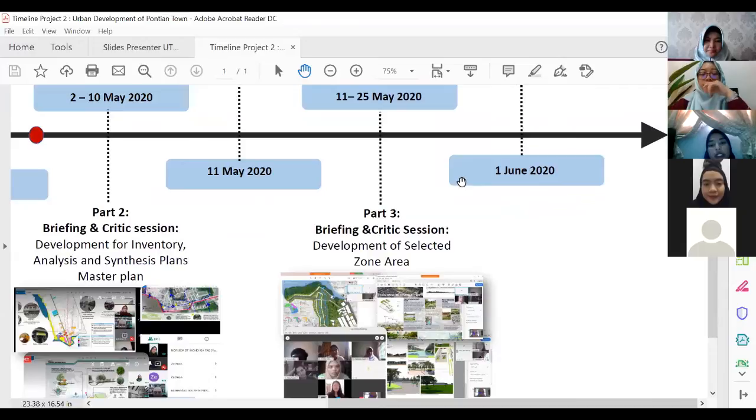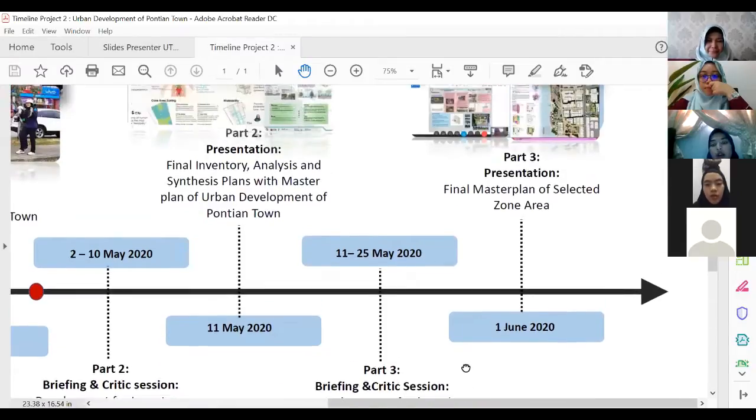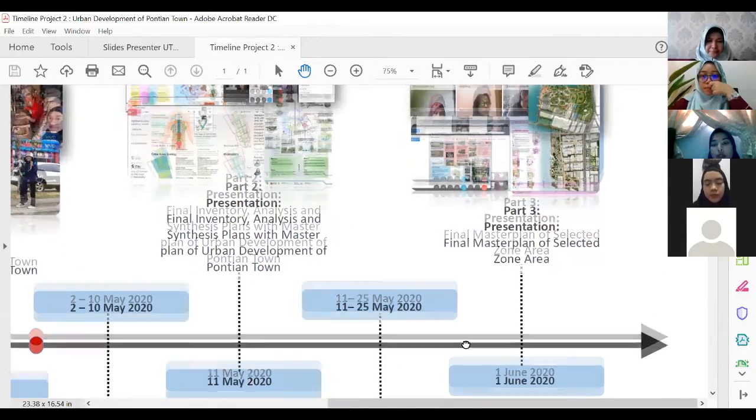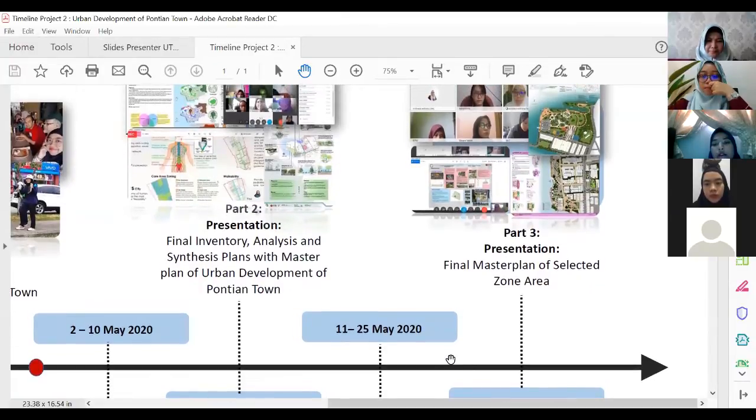So this is the critic session, during the process of improving our master plan of the selected zone area. Finally, after Hari Raya, we managed to submit and present our final master plan of the selected zone area. So this continues to today, where we are going to look at 5 presentations of master plan zoning areas for urban development of Pontian town.